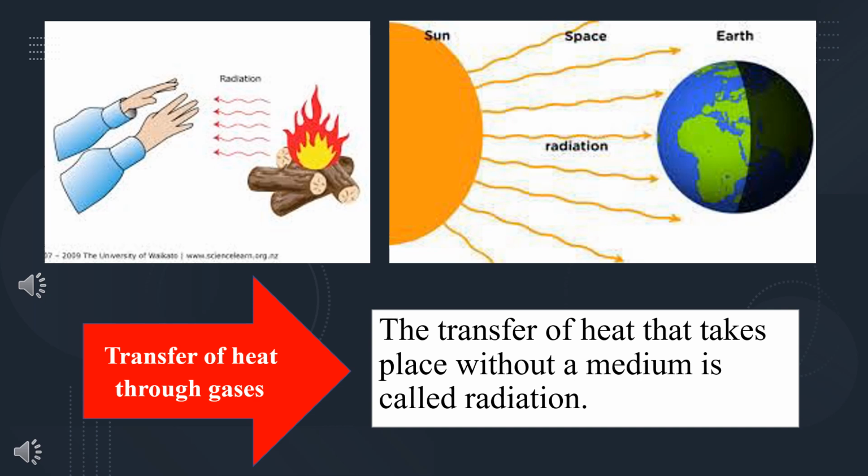This mode of transfer of heat is mostly seen in gases, and the transfer of heat also takes place in vacuum. So this mode of transfer is known as radiation. So three modes of transfer we have covered: conduction, convection and radiation. Let's quickly have a look at all three of them in the next table.